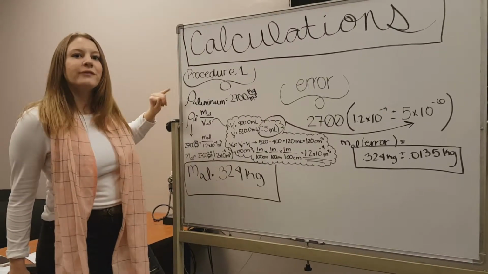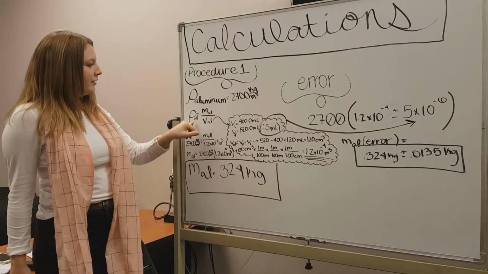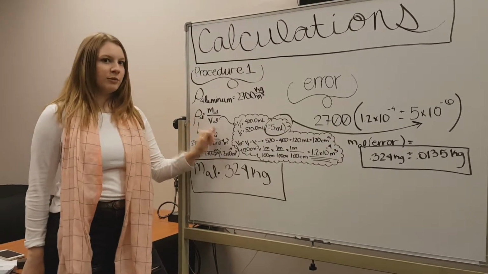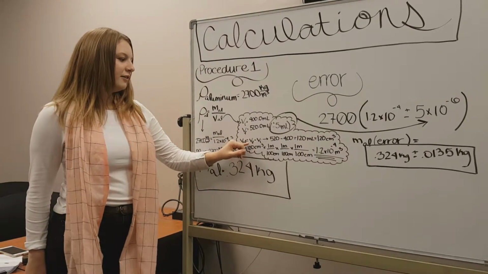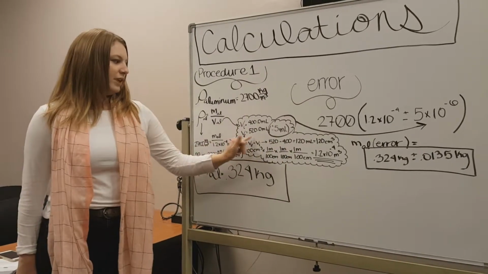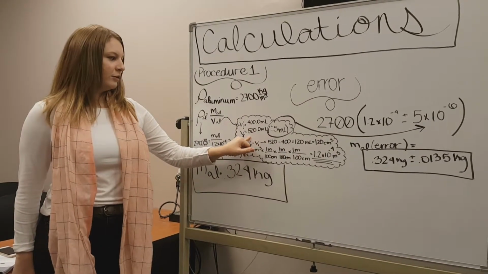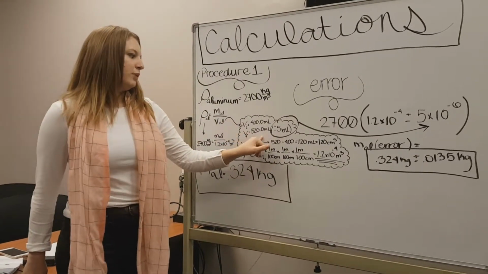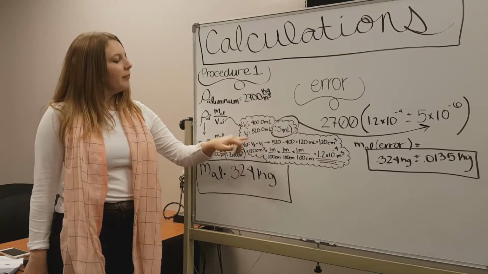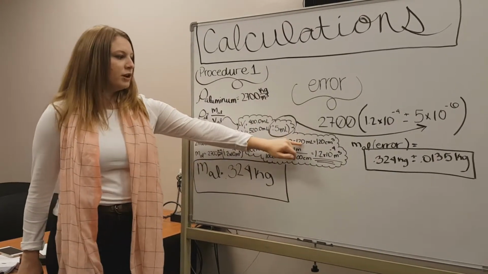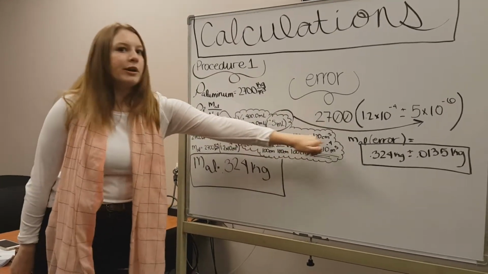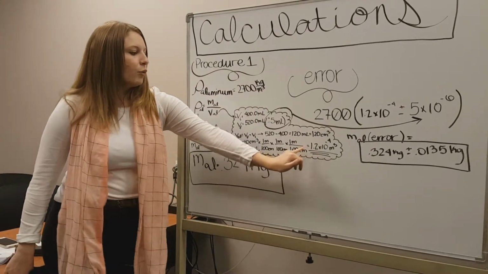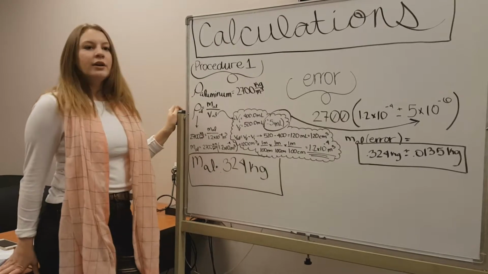So to do the calculations for this procedure, we used the density equation, where the density of aluminum equals the mass of aluminum over the volume of aluminum. In order to get the volume of the object, we took the measurement of the final volume, and we decided that this had an error of plus or minus 5 milliliters, and we subtracted the initial volume from the final to get 120 milliliters, which is equal to 120 centimeters cubed. From there, we were able to convert to meters cubed. We got 1.2 times 10 to the minus 4 meters cubed.